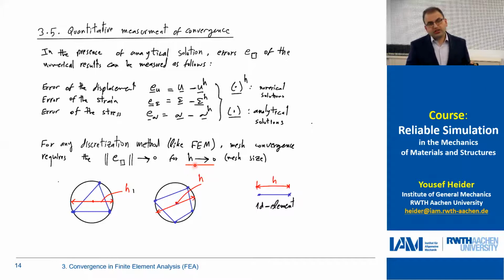Of course, for the mesh refinement, the mesh size, if you have one-dimensional elements, then it's easy. H is simply the distance between two nodes. If you have two-dimensional elements like triangle or quadrilateral, you can draw a circle and then take the radius or the diagonal of this circle, and this would represent the mesh size of the elements.